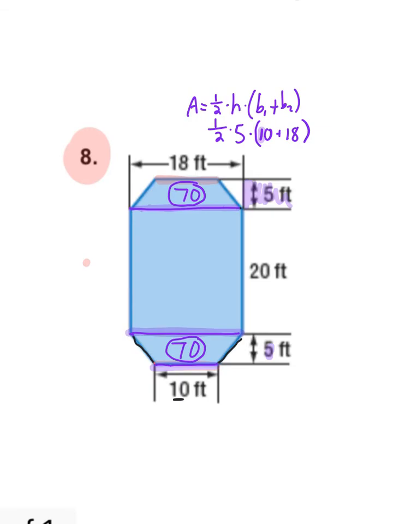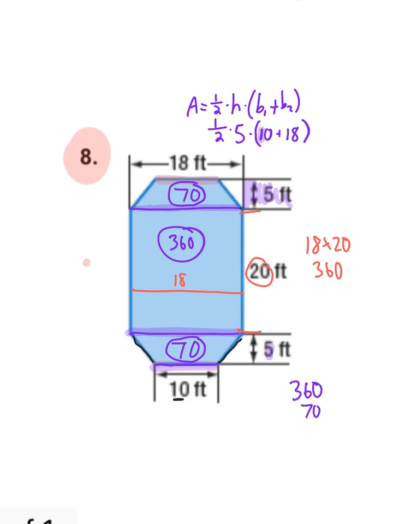And then the last thing I have to do is find the area of the rectangle. So notice this 20 is from here to here, and we know from here to here is 18. So the length times width is 18 times 20, which is 360. So we have 3 areas. The rectangle is 360 plus 70 for the one trapezoid and 70 for the other trapezoid. We'll add those up, and we get our total area of 500 square feet.